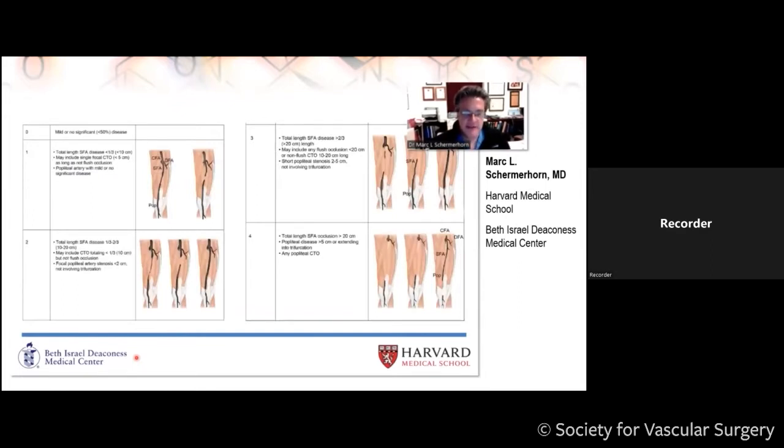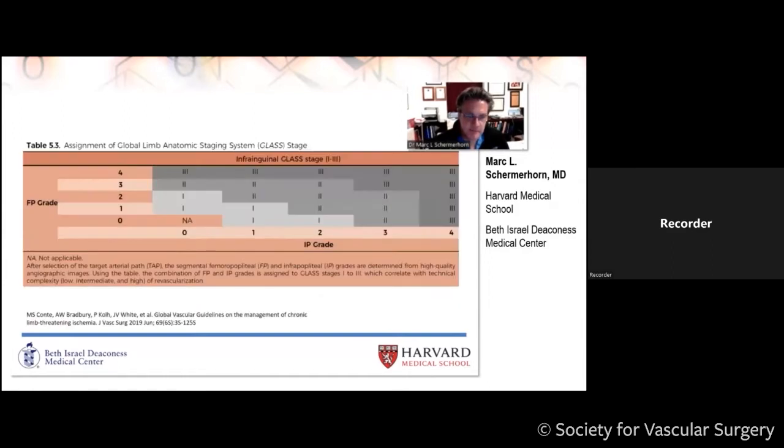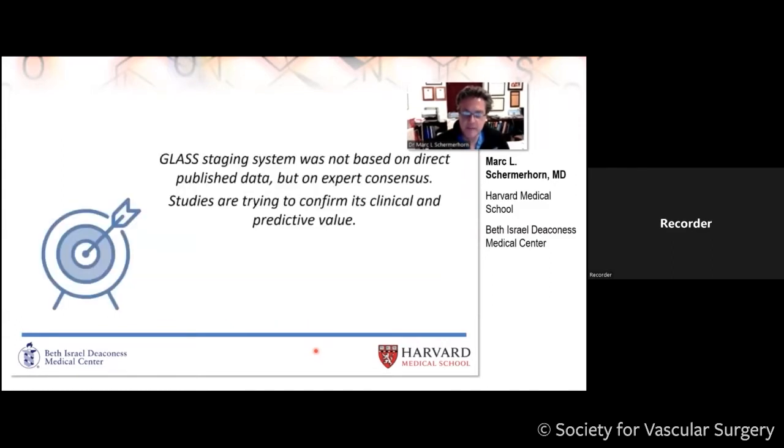The TASC system has been criticized for being overly complex and failing to account for multi-level disease. So the GLASS system was designed in part to correct this and allows us to identify disease states within both the femoropopliteal and the infrapopliteal segments that can be combined into a single staging system. We can assign a femoropopliteal grade from 0 to 4 and an infrapopliteal grade also from 0 to 4 and combine those to get an infrainguinal GLASS stage of 1 to 3. We can also add an inframalleolar modifier to reflect the state of the disease on the foot.